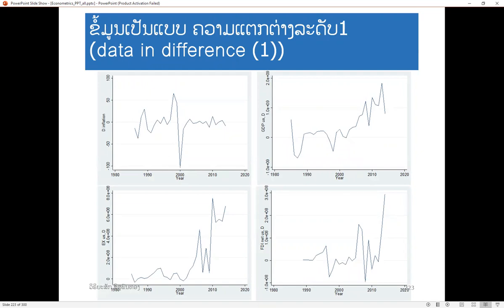Here I use the first difference for every data, and you can see that if we use the first difference, then the data becomes more centered around the average.